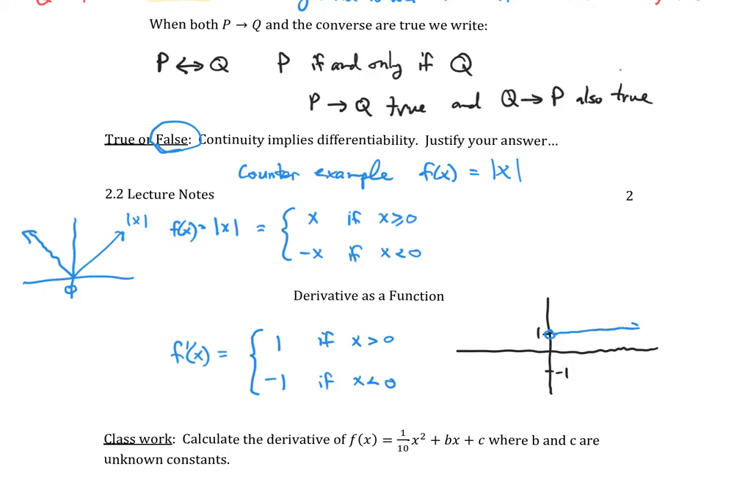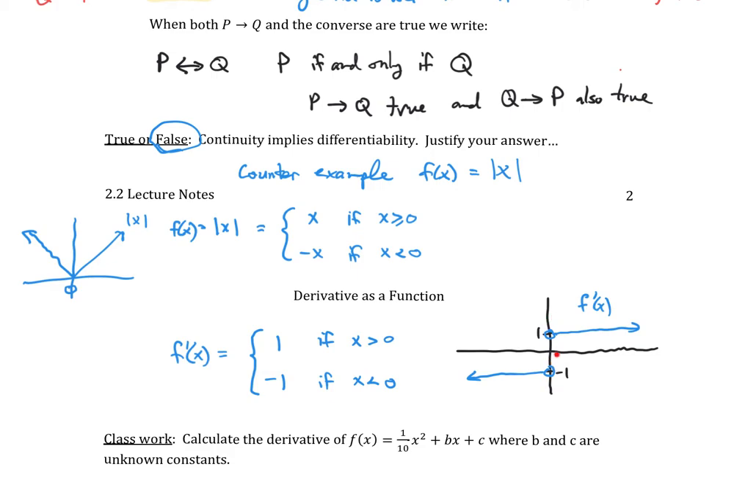This guy goes like this. Put an open circle at 0. This guy goes like this. In other words, when we come from the left side, the slope is negative 1. When you're on the right side of 0, the slope is 1, and that's represented by this graph right here. This is the graph of f prime of x.